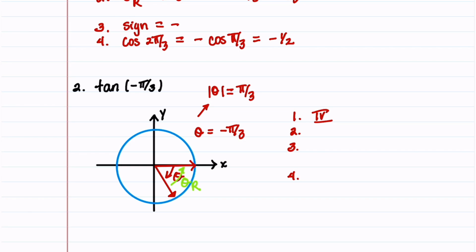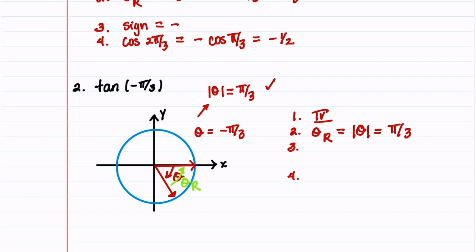For step 2, we have to find the reference angle. So theta sub r is equal to the absolute value of theta, which is pi over 3. The way that works is theta is equal to minus pi over 3, but the absolute value of theta is equal to pi over 3. So that angle is in our first quadrant, so theta sub r is equal to that angle.